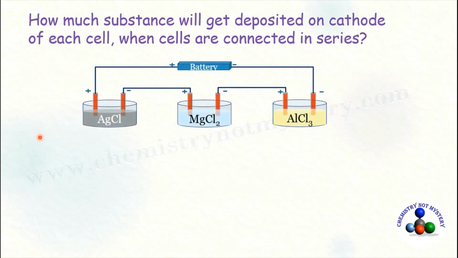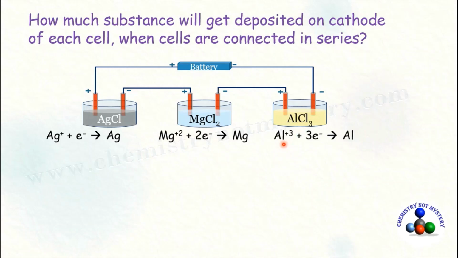First of all, write the reaction that takes place at cathode for each cell. In AgCl, Ag+ ion will get reduced at cathode. So here you will get the equation Ag+ plus electron gives Ag. In case of MgCl2, Mg2+ ion will get reduced at cathode. So here you will get the equation Mg2+ plus 2 electrons gives Mg. In AlCl3, Al3+ ion will get reduced at cathode. So here you will get the equation Al3+ plus 3 electrons gives Al.